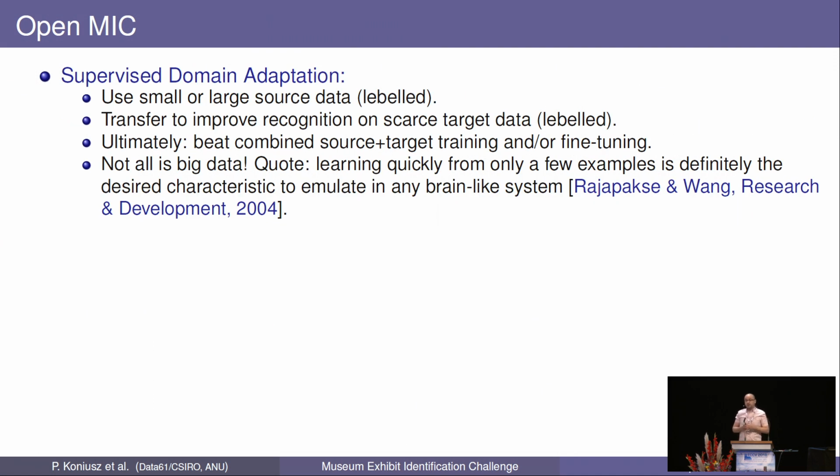I wanted to explain what supervised domain adaptation is. The idea is to take a small or large number of source data points that are labeled and to transfer them to the target data, which is scarce, and it's also labeled. Ultimately, the goal is to beat the combined training on source and target and fine-tuning. Here we take the assumption that we don't want to do big data, because the idea is to try to mimic brain-like systems that are able to learn concepts from few samples.